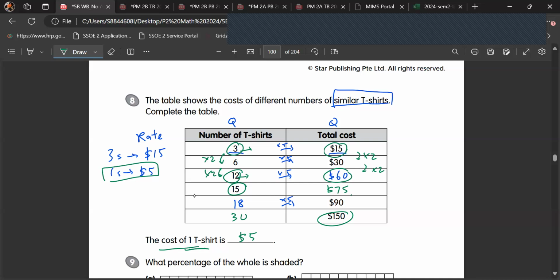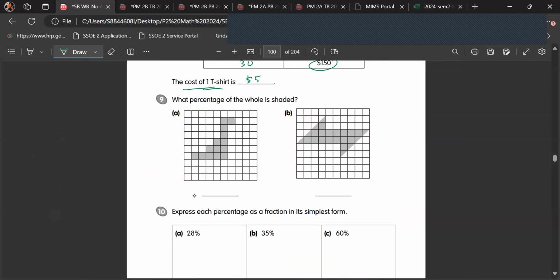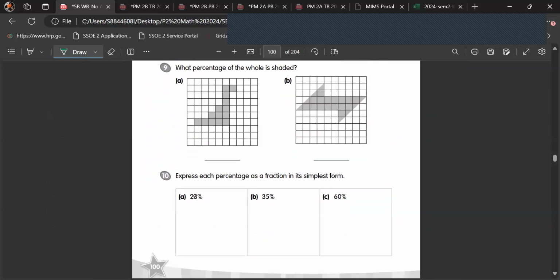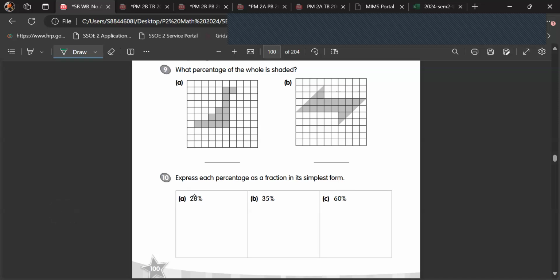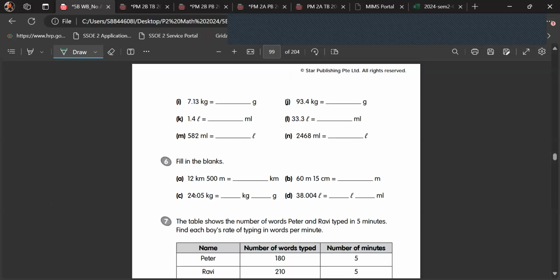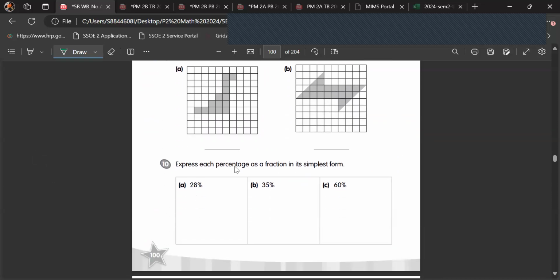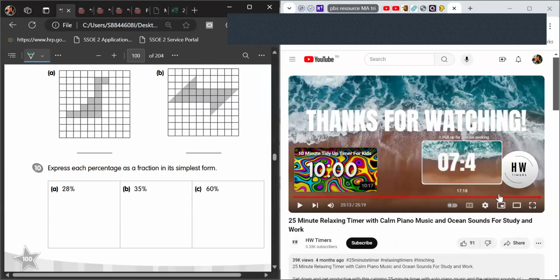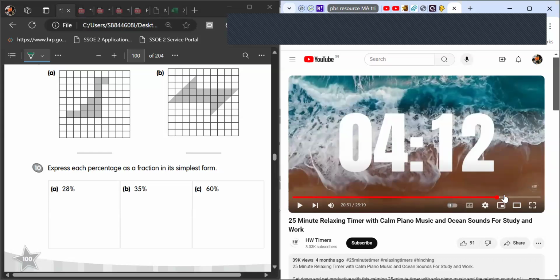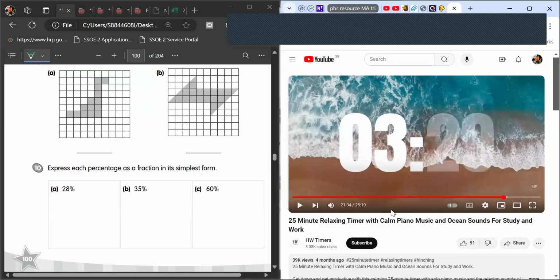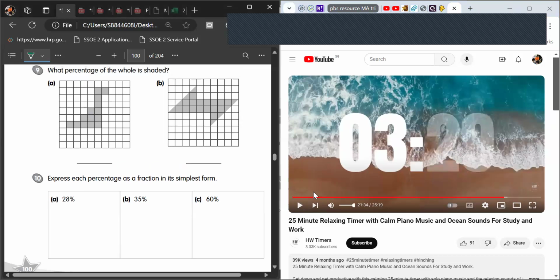Okay? Okay, ready. Next one, percentage of the whole shirt is shaded, as well as 9 and 10. Let's give us 3 minutes for this question. Question 9 and question 10, ready, and let's go.